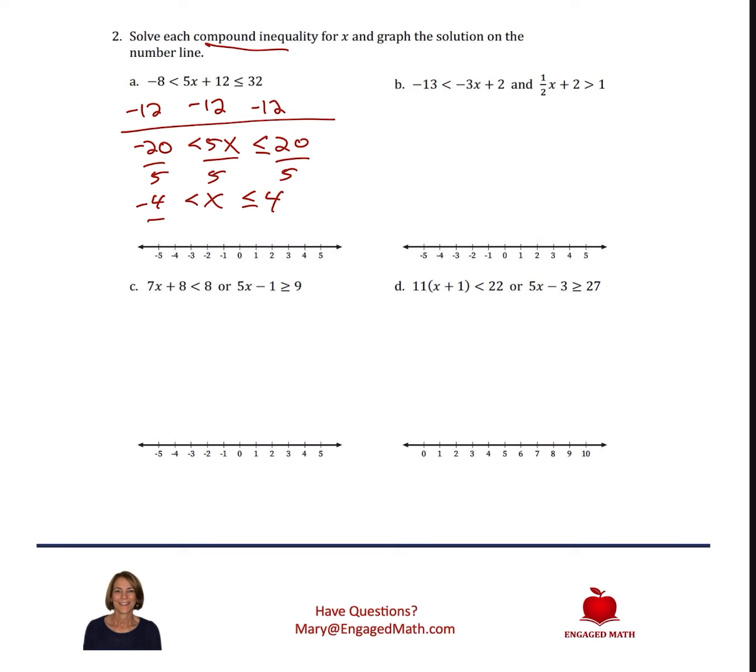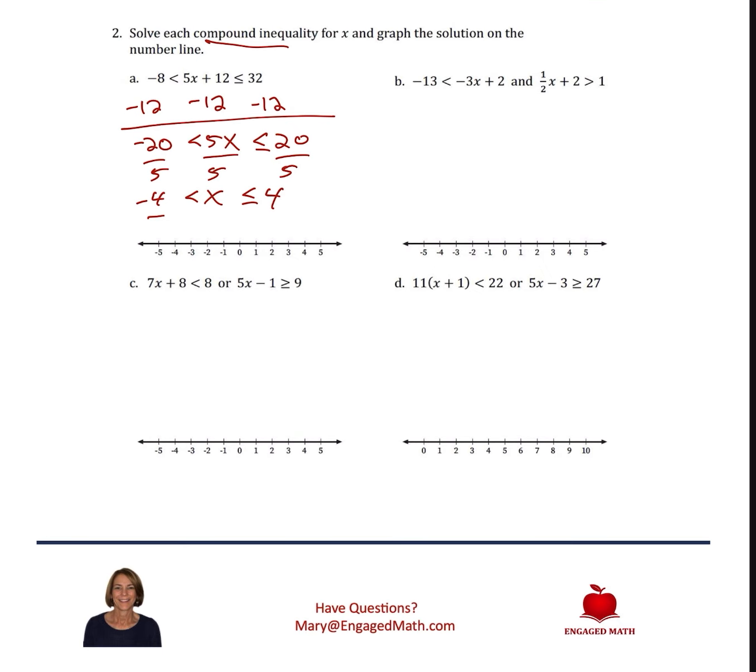So this is what's considered an and, which typically means we are going to shade in the middle. So I'm going to put an open circle at negative 4. I'm going to put a closed circle at positive 4 based on the less than, and then the less than or equal to gets the closed circle. And those shaded points are every single value that would work in this inequality. All right, let's move on to the next one.